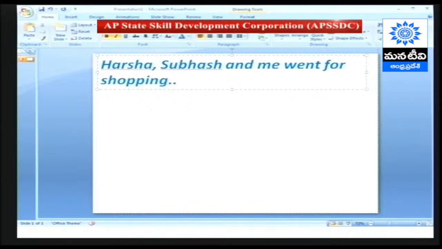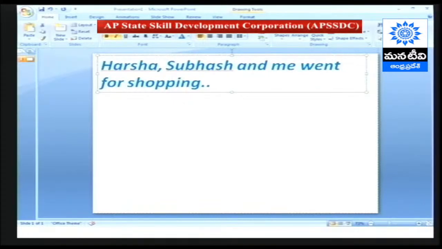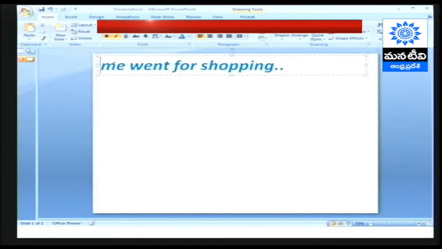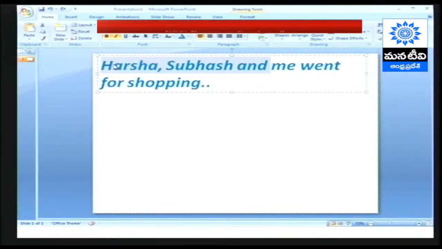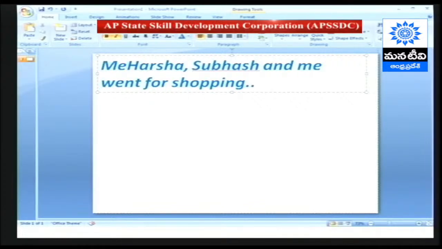This is how people usually speak, right? Now, there is a fundamental grammatical mistake here. So basically, I'm talking about three people here: Harsha, Subhash, and me. That is the first person. Now imagine if these two gentlemen are not in the list. Can I say me went for shopping? No, that's incorrect.